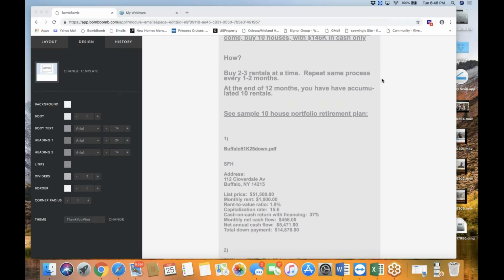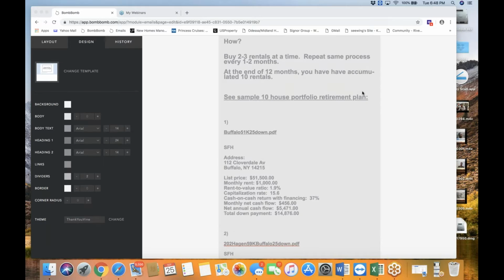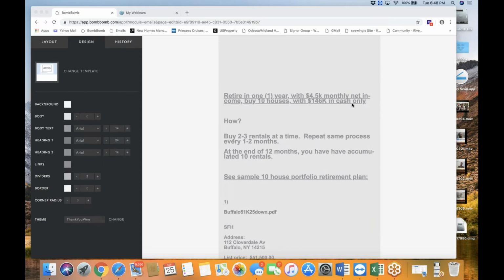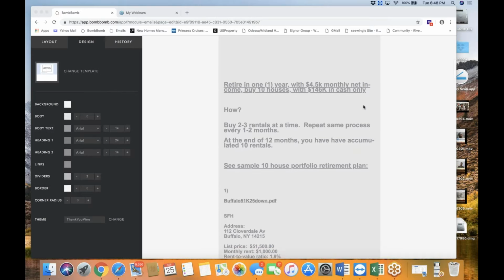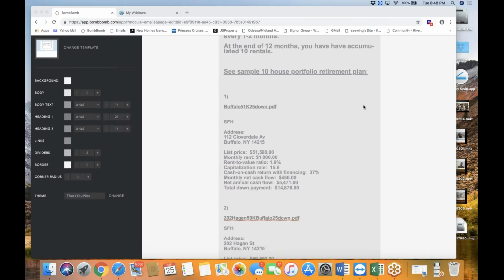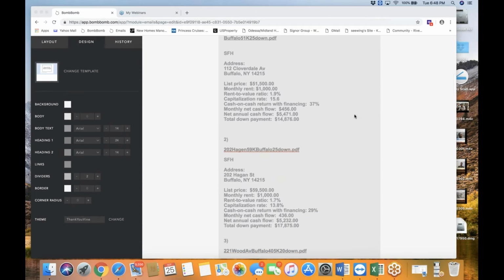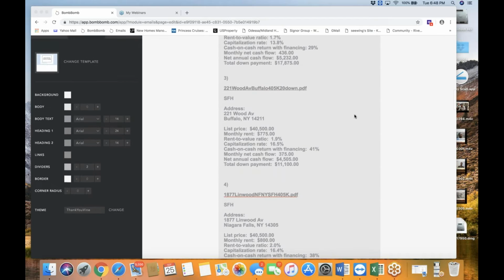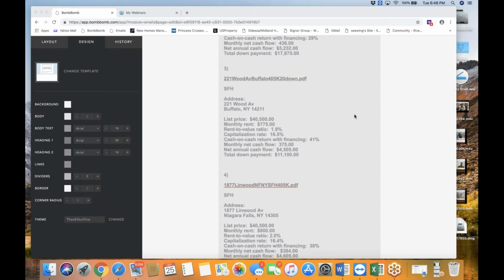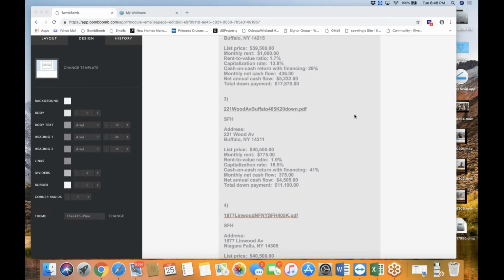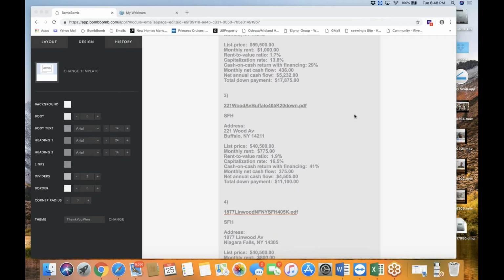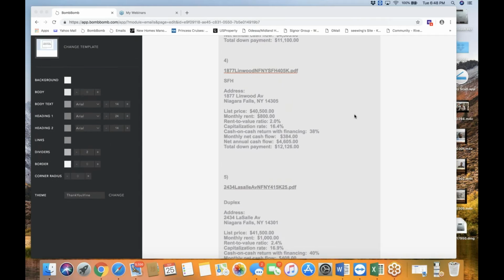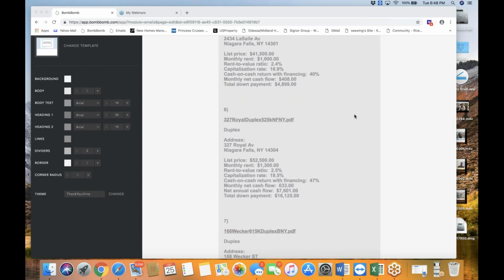So at the end of the 12 month period or even less, you would have accumulated a total of at least 10 rentals. Again, with those 10 rentals you'll be able to achieve retirement in 1 year from now. As you can see, this is a sample type of property you can buy with leveraging, $50,000 to $60,000 prices mainly in Buffalo with extremely high cash flow. And all those numbers, you've got to crunch the numbers. This is a very, very realistic plan.